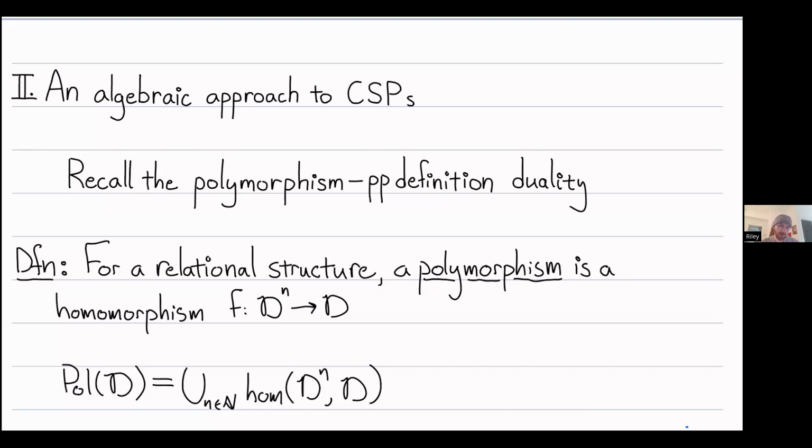So in particular, if I hand you a list of n homomorphisms from some structure into D, by composing those n different homomorphisms into D with a polymorphism, I get just a homomorphism into D. And the polymorphism algebra for D, which I'll write Pol D, is just the set of all of these polymorphisms. It's the union over n of all of the homomorphisms from D^n into D. Those n need to be finite here.